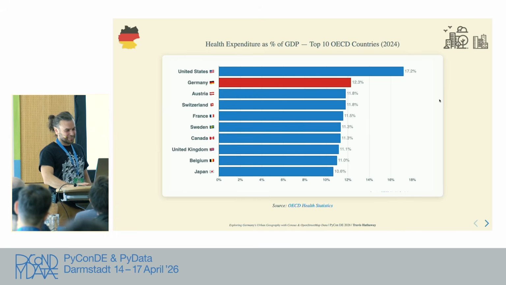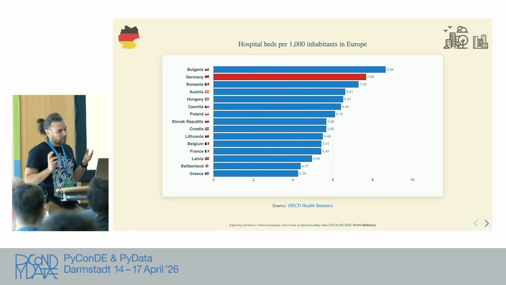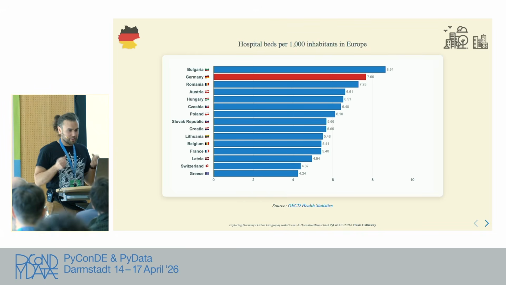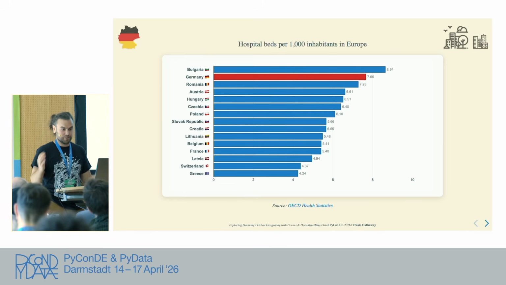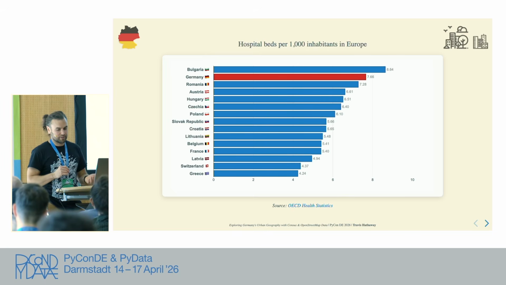But the other thing about this that was interesting is that Germany also has the second highest number of hospital beds per 1,000 inhabitants. And so all of this is why the supporters of this law say, hey, we have too many hospital beds, they're too expensive to operate, and therefore we want things to change.